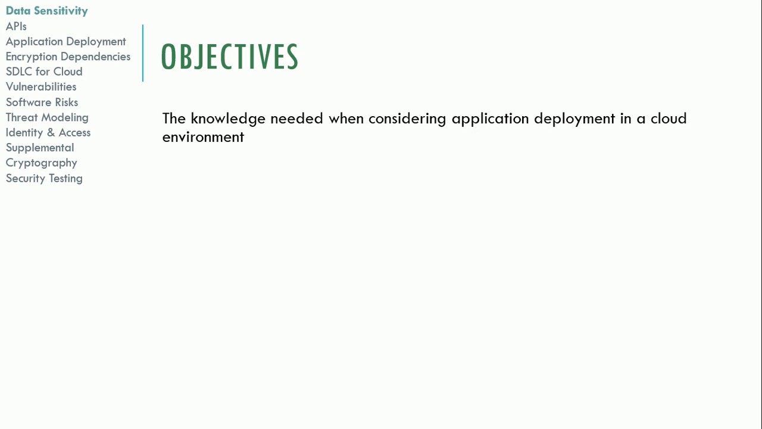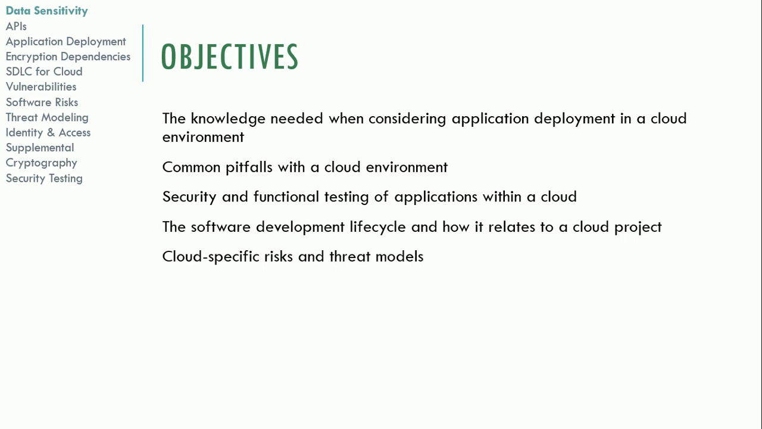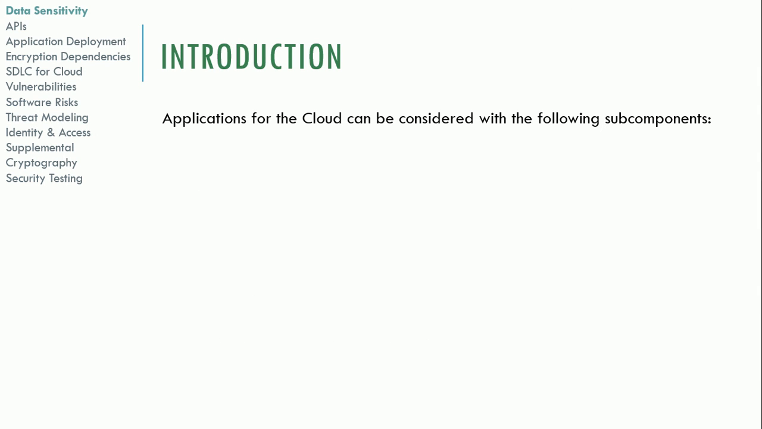So our objectives here in this unit are going to be to talk about what's needed when considering application deployment in the cloud or in a cloud environment, some of the common pitfalls with a cloud environment for applications, the security and functional testing of applications within the cloud, software development lifecycle and how it relates to a cloud project, some of the special considerations there, specific risks and threat models when we look at deploying applications to the cloud, supplemental security devices that we can use in the cloud, federated identity systems, where identification in the cloud is a little bit different than in our own internal network. So we'll talk a little bit about that. Single sign-on, multi-factor authentication.